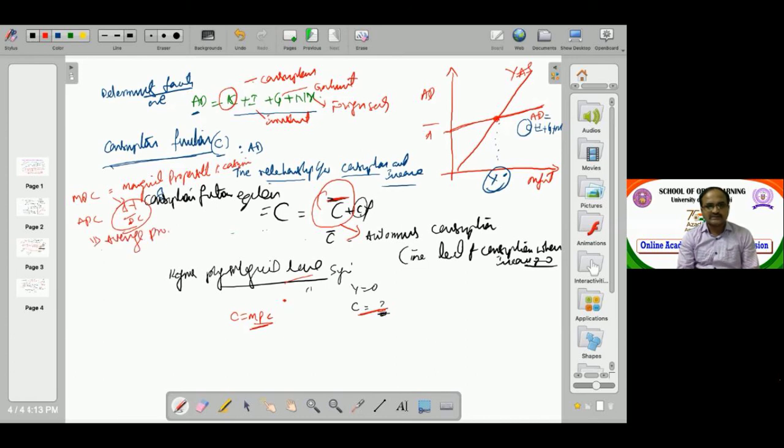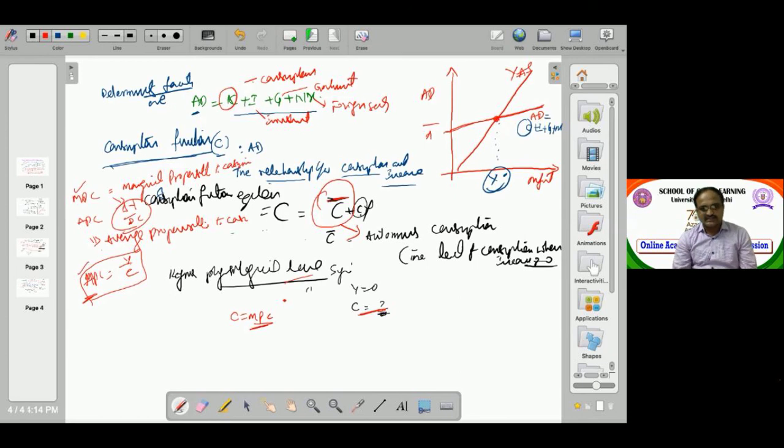Average propensity to consume. What is this? APC is equal to C upon Y. The earlier MPC means the change in the level of consumption to the change in the level of income. That is the APC, the average. This is the marginal propensity, and this is the average propensity to consume.